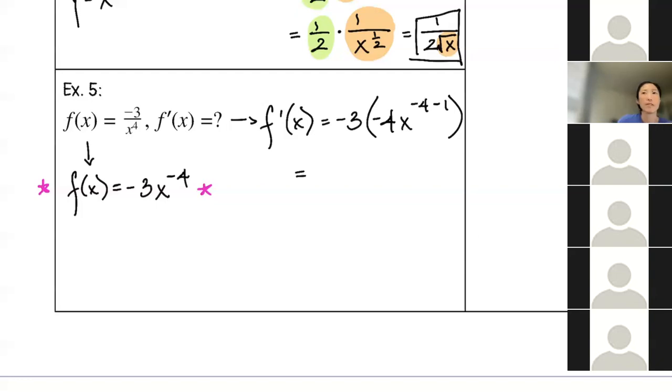Okay. No questions on that. Now let's simplify. -3 times -4 will give me a +12. And x to what power? X to that -5 power.